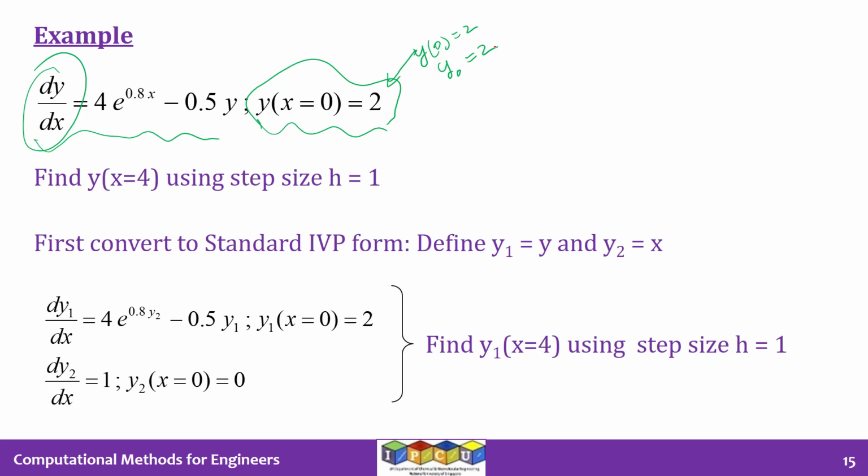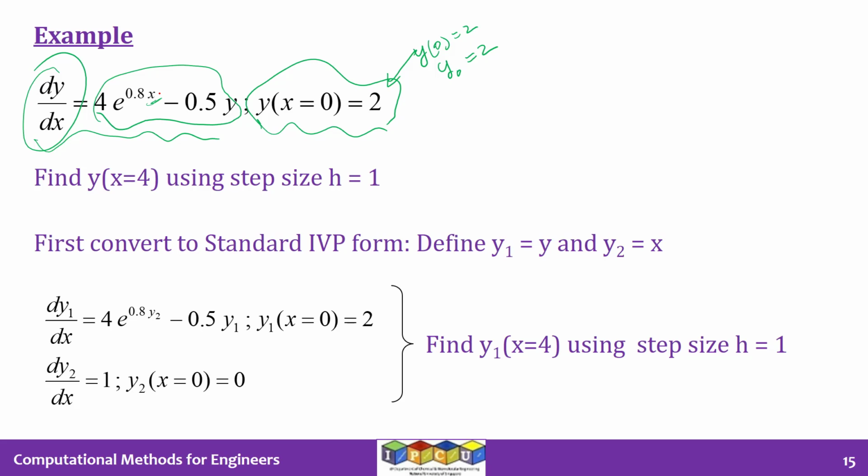Now the interesting thing here is that in the standard form, the right hand side should be only a function of y. Here the right hand side is also a function of the independent variable x. So how do you handle the situation? That's one interesting thing here.